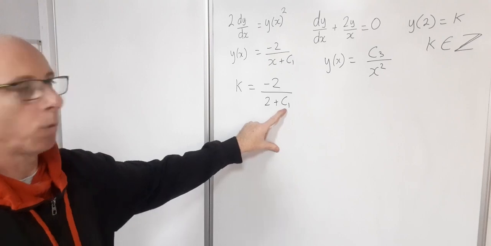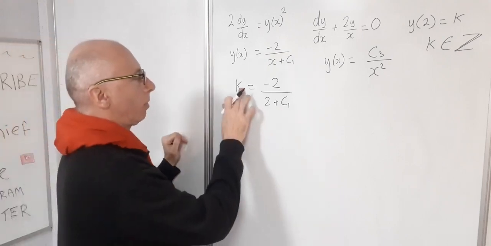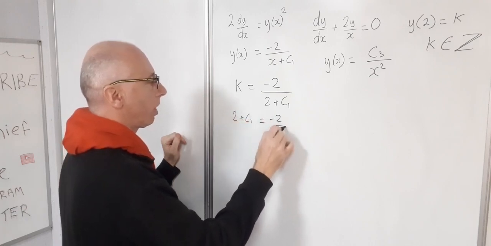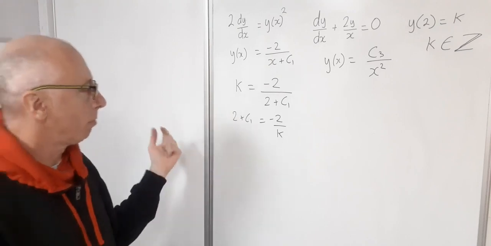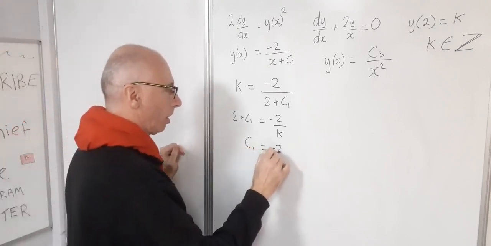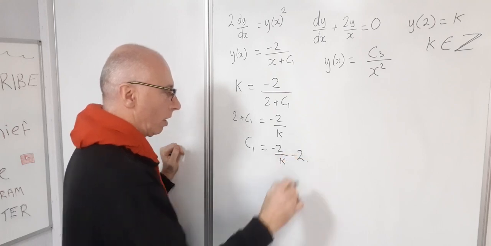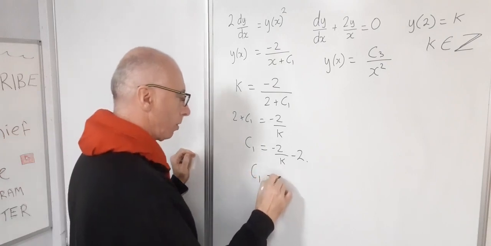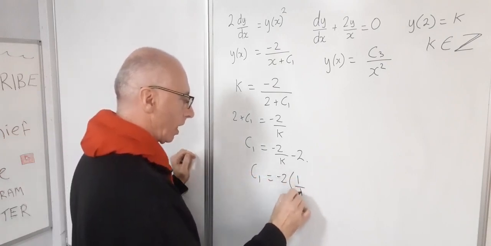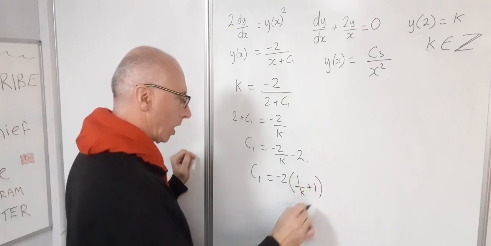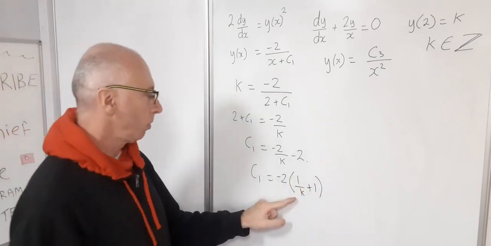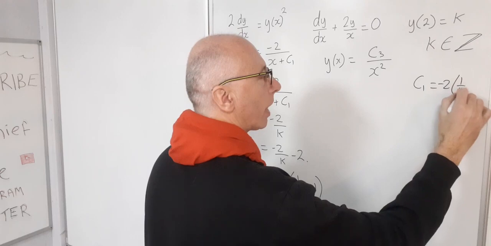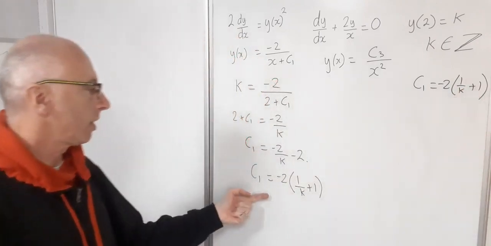Now I need to try and get this c1 on its own. So now change places with these two. So now I'm going to get 2 plus c1 equals -2 over k. And now subtract 2 from both sides. c1 is all on its own. Okay, now let's just factor this one out a little bit. So now I can have c1 equals -2 times 1 over k plus 1. So that's my value of c1. So let's write that on here. So -2, 1 over k plus 1. So that takes care of my c1.